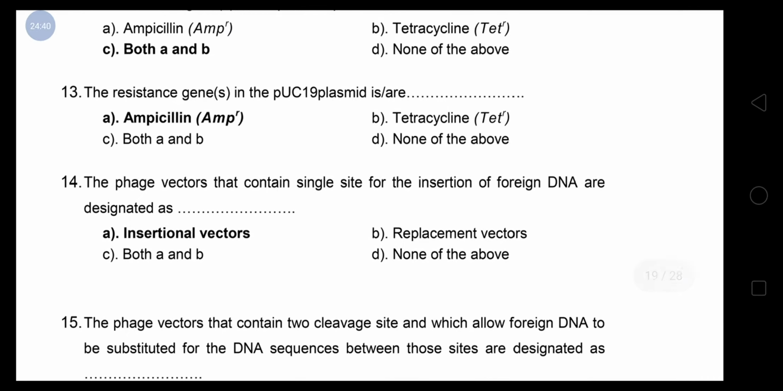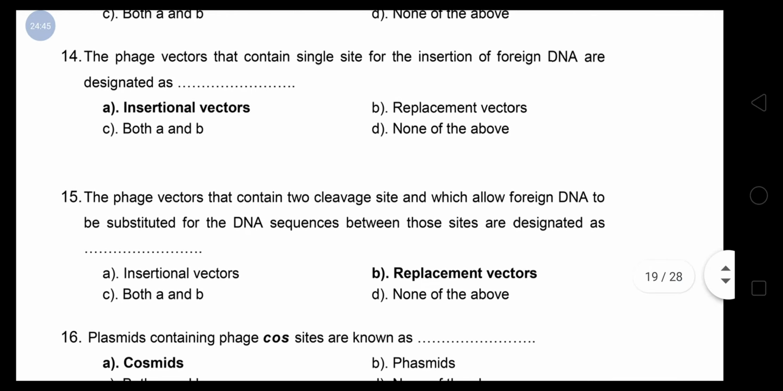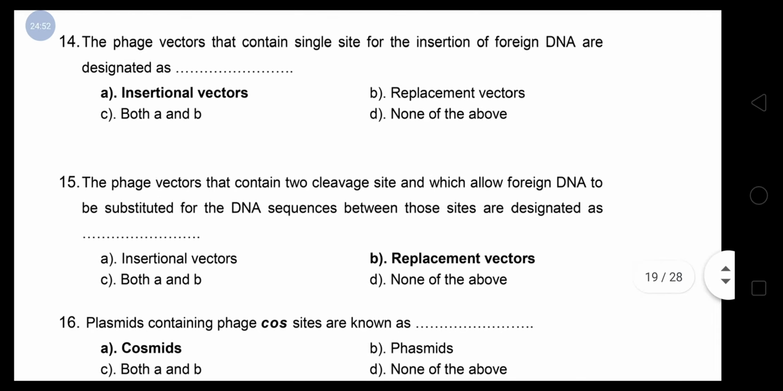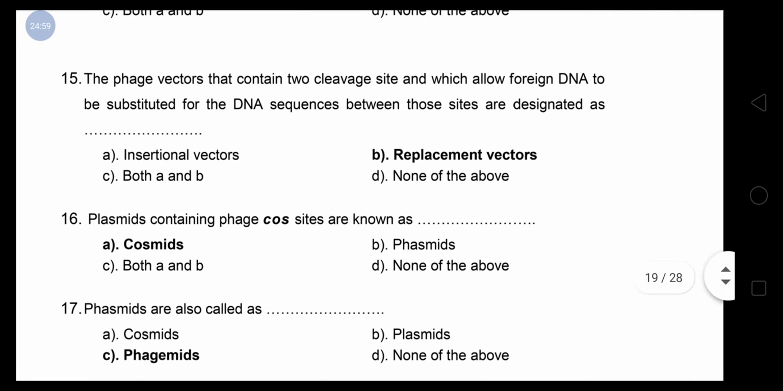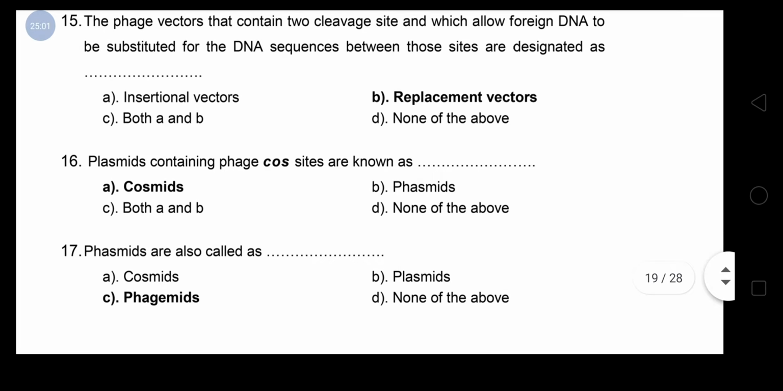The resistance gene in the pUC19 plasmid is for ampicillin. Phage vectors that contain a single site for the insertion of foreign DNA are designated as insertional vectors. Phage vectors that contain two cleavage sites, which allow foreign DNA to be substituted for the DNA sequence between those sites, are designated as replacement vectors.